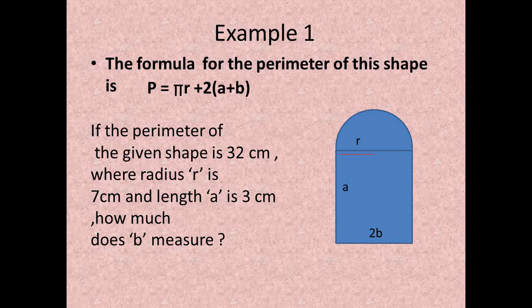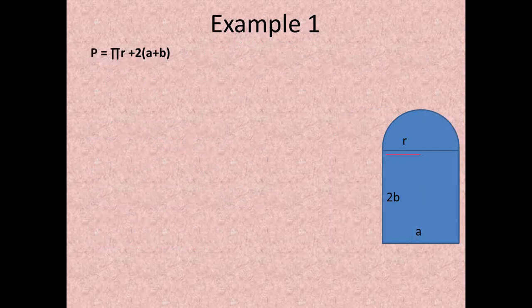To find the unknown value, as we know before, instead of substituting the values, first we will make b the subject. Now to make b the subject, this is the formula. First thing we need to understand, this has to be the subject. So we need to remove a, we need to remove 2, we need to remove pi r. Let's see, first is the pi r.